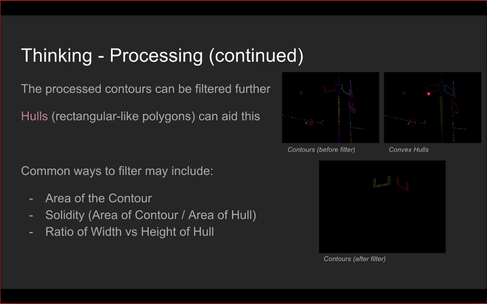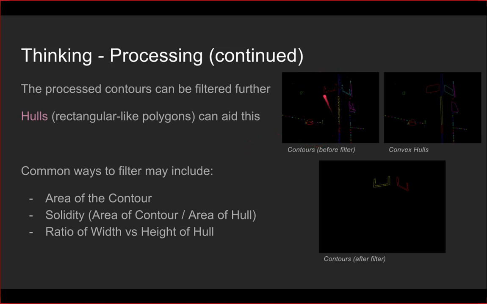We can also filter based on just the areas of the contours themselves, so how big it is on the image. For example, we probably don't want this little dot here because it's tiny and insignificant. And ratio of width to height is another thing you can calculate on, but these are typically the big three, which you'll see very, very often.